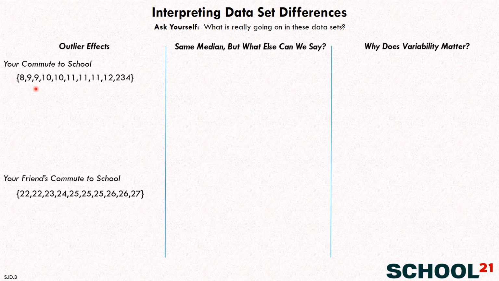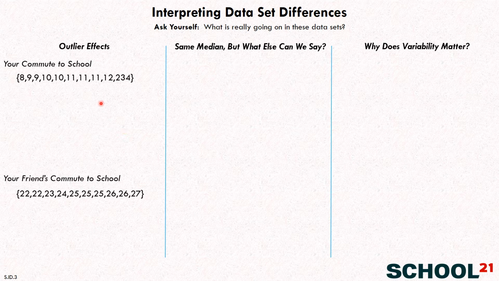Yeah. Okay. Now one thing you can see, like all of these are between 8 and 12, but one day something happened. You were going to school, your car broke down, aliens abducted you, something happened where you took 234 minutes to get to school. It was really unusual, okay? Yeah. But that is one of your data points, okay? Your friend had a lot more consistency here. They had a couple days that were at 22 minutes, and then you can see that they ranged up to 27 minutes. Make sense? Yeah.